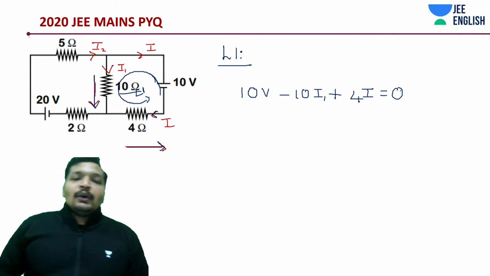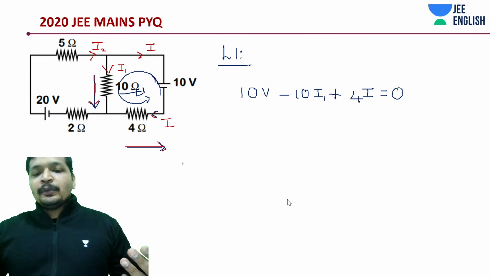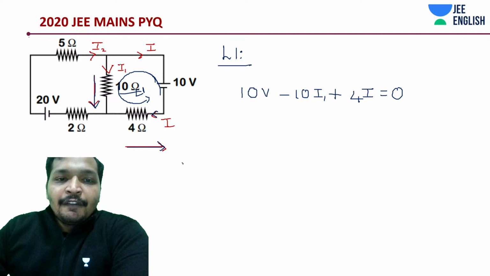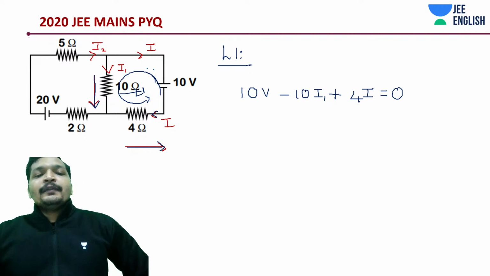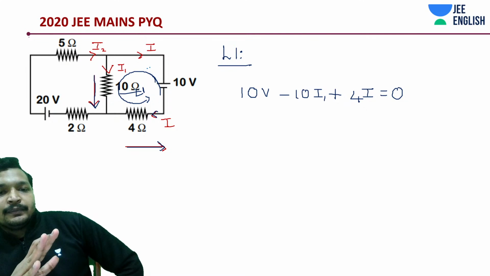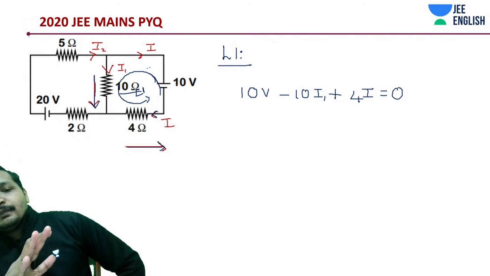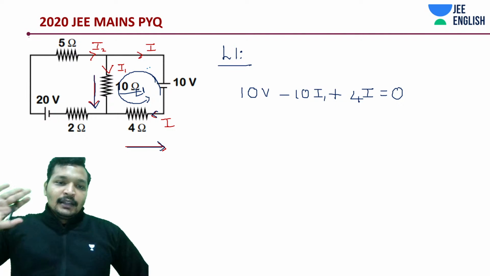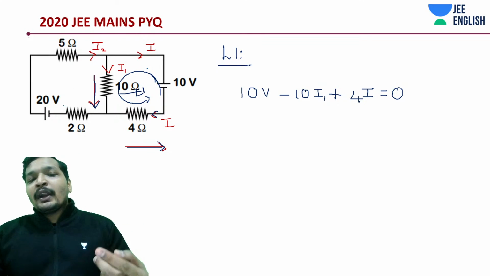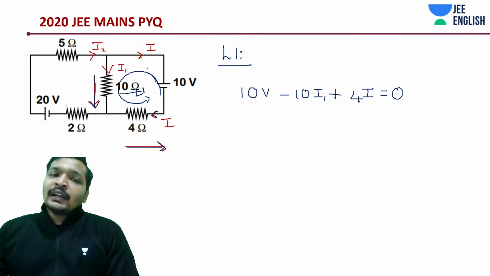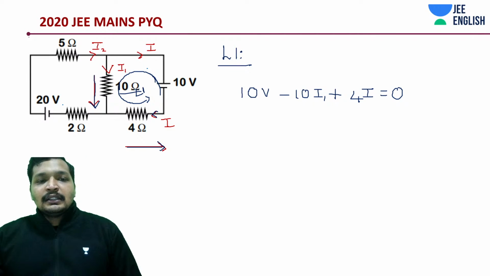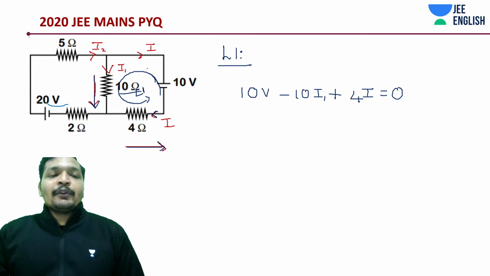Now, which is the second loop I'm going to choose? Something that should make our calculation easy. If at all there is a loop where I can see I again, that is easier for me. There would be only one unknown I need to deal with. That unknown I'll convert in terms of the other unknown and solve the question. So I'm going to choose this big loop.